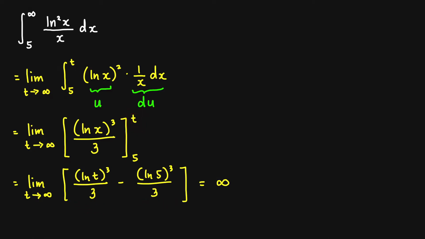Now, as t approaches infinity, we know that this ln t here goes to infinity. So this term here goes to infinity. And then this is just a constant. So this difference here goes to infinity as t approaches infinity. So because this limit here is infinite, we say that the improper integral is divergent.